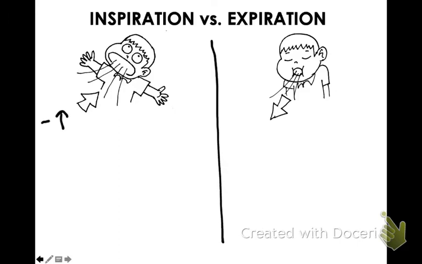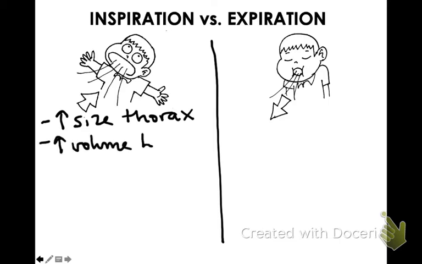In inspiration, we're going to increase the size of our chest. Remember, that's called our thoracic cavity. We're going to be increasing the volume in our lungs, so you're going to be giving it more space. Because it has more space, that's going to lower the pressure in your lungs. And then things always move from high pressure to low pressure. So if the lungs have lower pressure, the outside air then therefore has higher pressure.